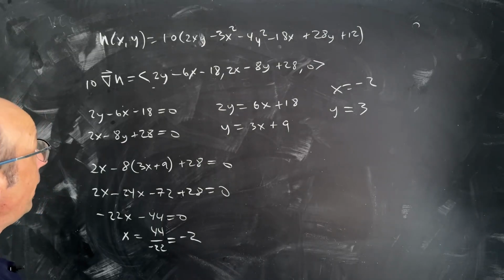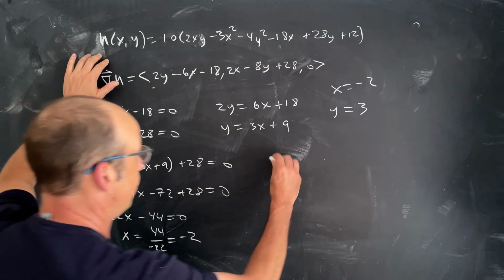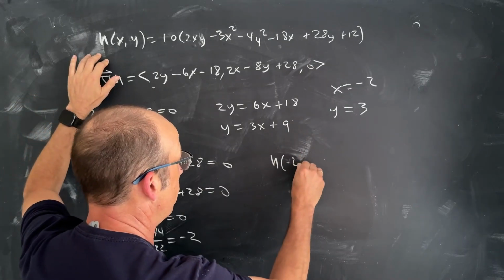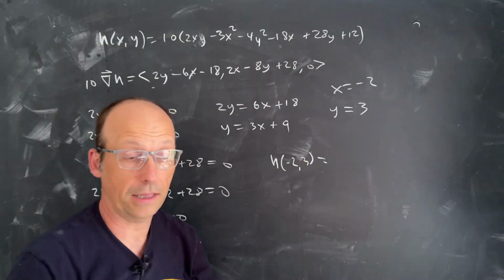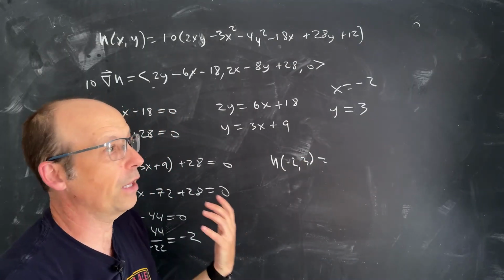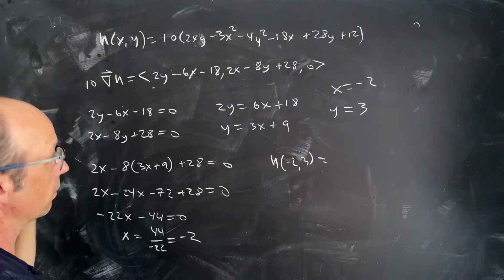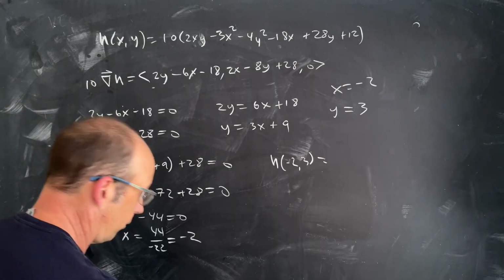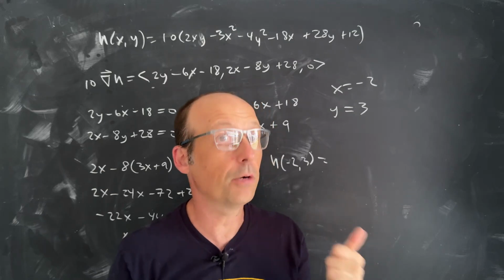Well, how high is the hill at that highest point? I'm not going to put it in, but I would say h of negative 2, 3. And so I just put in negative 2 and 3 in this function, and I get that thing right there. And then finally, what direction is the hill? I can just put that in for my del. Okay. I want to do this problem in Python because I think it'll be pretty fun.